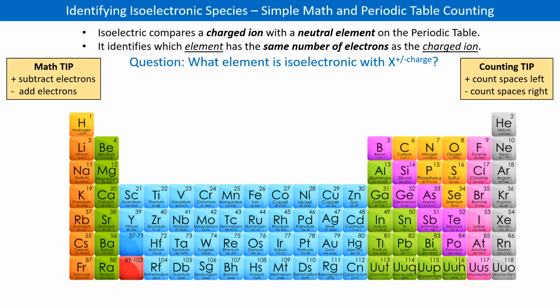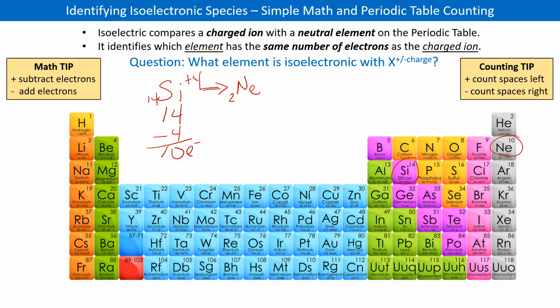Okay, so let's try some more. Silicon plus 4. We go to silicon, we find it. 14, plus means subtract. We get 10. So that means 10. Go to the periodic table, I find 10. 10 then is neon. So it's isoelectronic with neon, which is atomic number 10, by the way, and silicon is 14. In this case, we have 10 electrons here and 10 electrons here for neon.